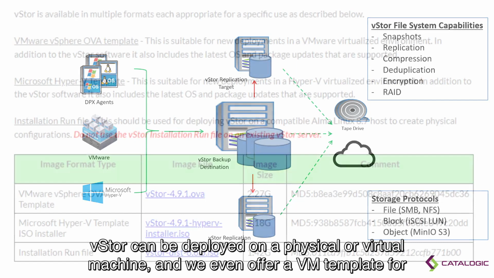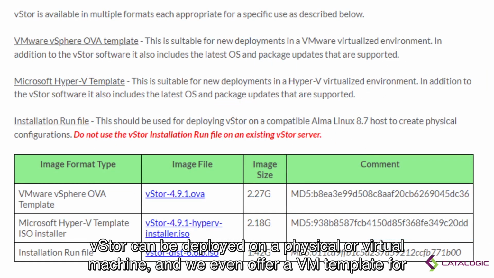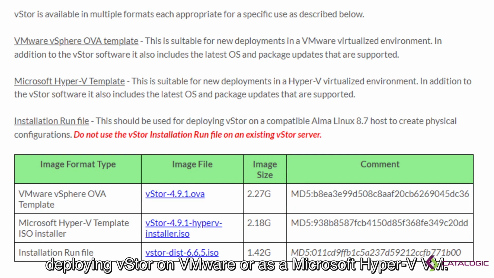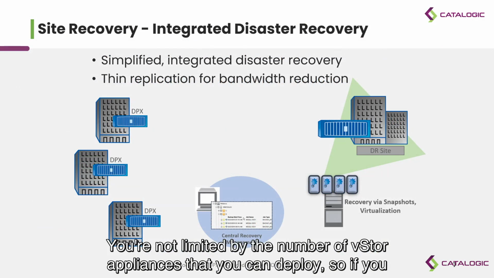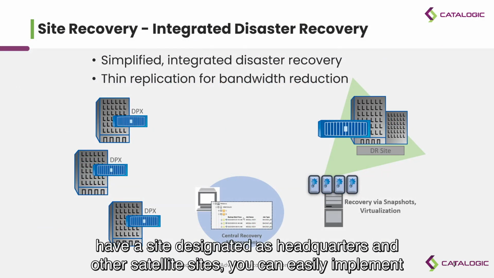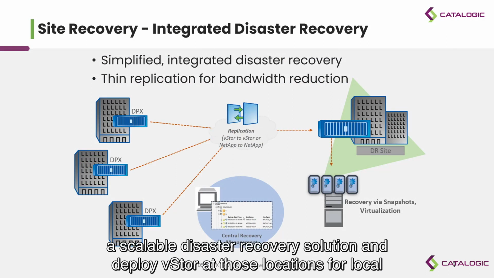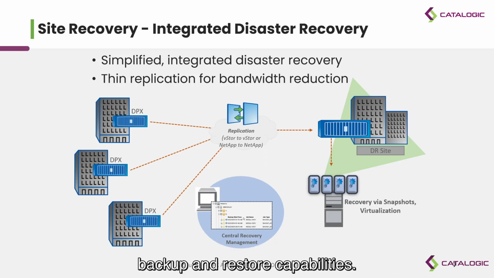vStor can be deployed on a physical or virtual machine, and we even offer a VM template for deploying vStor on VMware or as a Microsoft Hyper-V VM. You're not limited by the number of vStor appliances that you can deploy, so if you have a site designated as headquarters and other satellite sites, you can easily implement a scalable disaster recovery solution and deploy vStor at those locations for local backup and restore capabilities.